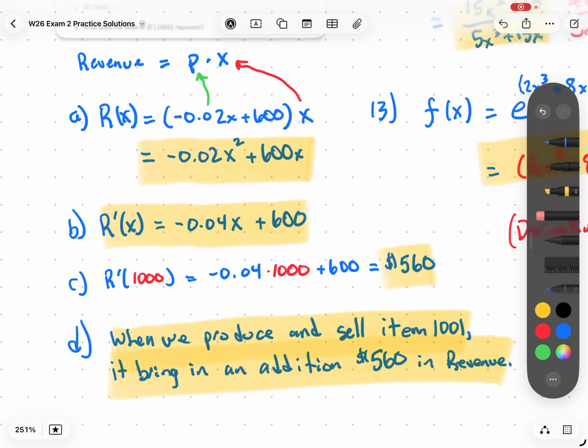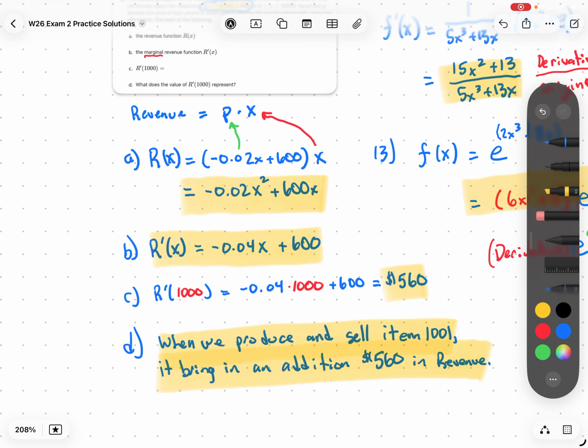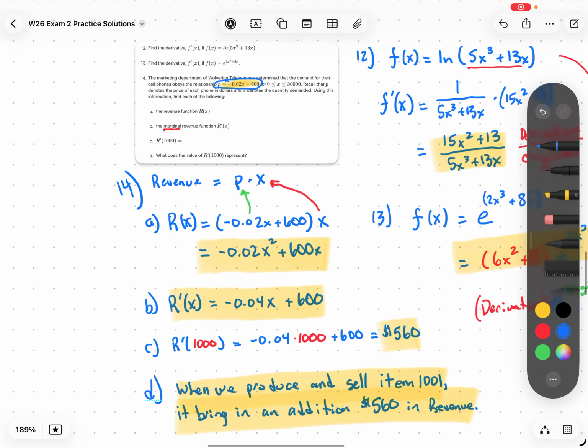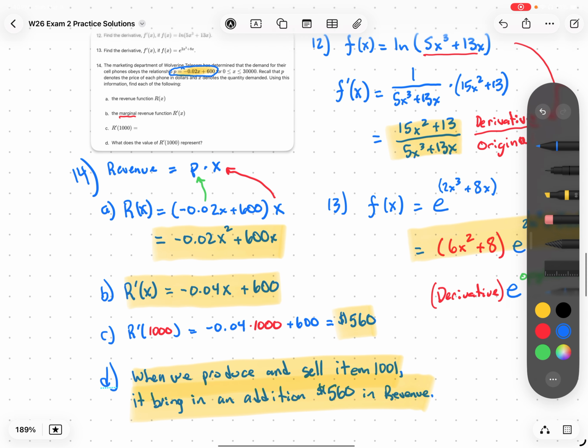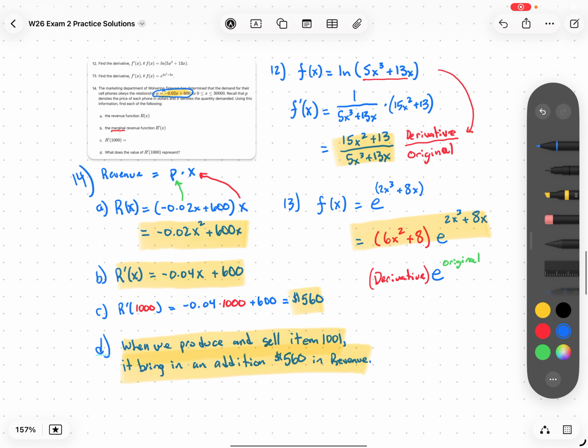Okay, that was number 14. I didn't label it here, but this is number 14. So that was 12 through 14. We did 3 more problems here. I squished them in a little, but hopefully these explanations helped.